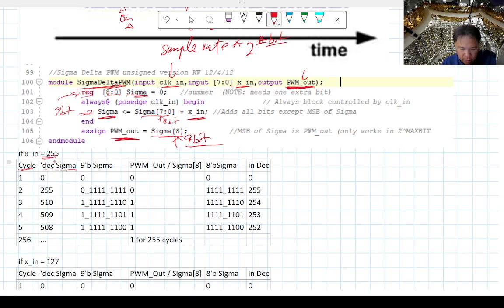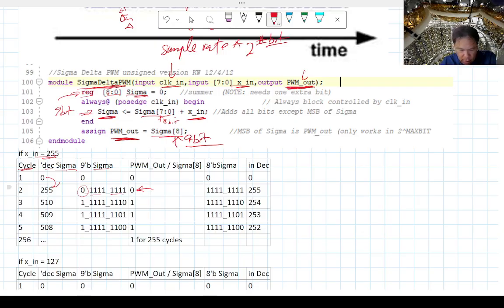If my input is 255, the next cycle I'm going to add 255 to it. So the 9-bit version of it, the 8-bit binary representation for 255, is 11111111 with 8 ones. But remember that we're not modifying the 9th bit there, so that does nothing to the 9th bit. Therefore the pulse width modulation output is still 0.